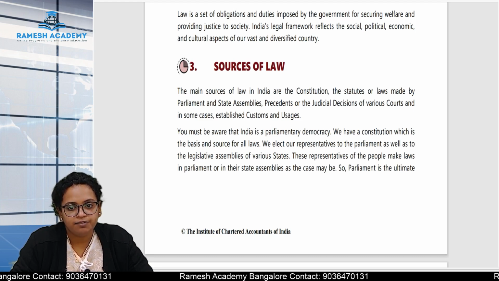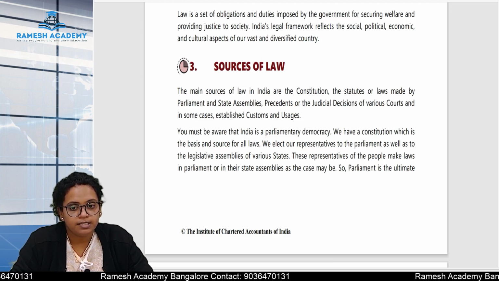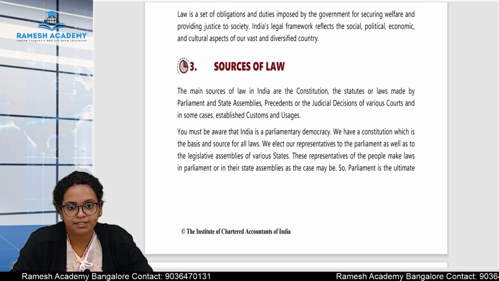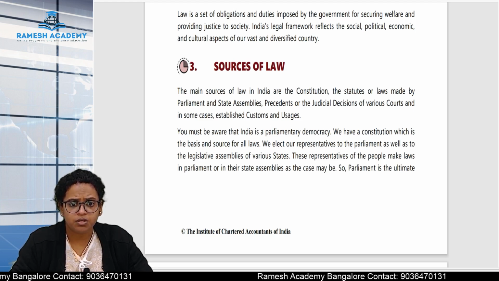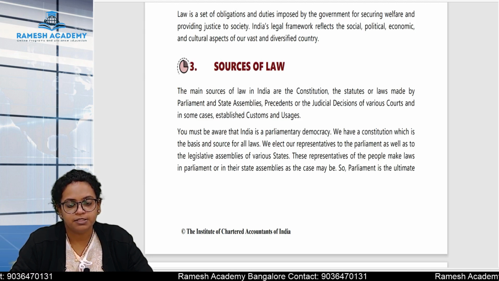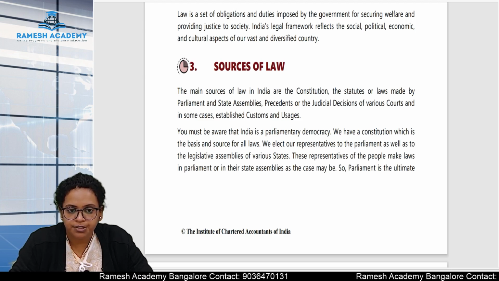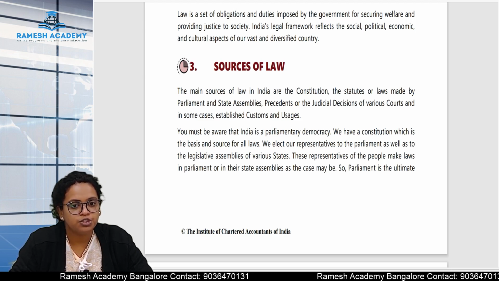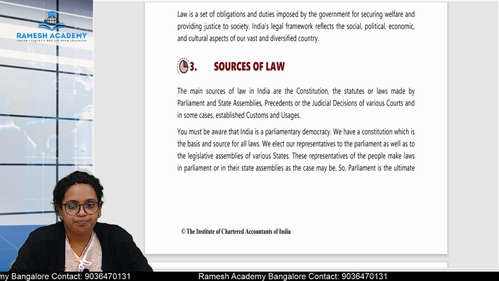You can mark that line. We elect our representatives to the parliament as well as to the legislative assemblies of various states. These representatives of the people make laws in the parliament. So the representatives, the MPs from various states, become the representatives of the people in the parliament. They make the laws in the parliament for the whole country, and the state assemblies make the state laws for that particular state. For example, Karnataka has different state laws, Madhya Pradesh has different state laws, Maharashtra has different state laws. Those state laws are made in the state assemblies by their respective state governments.